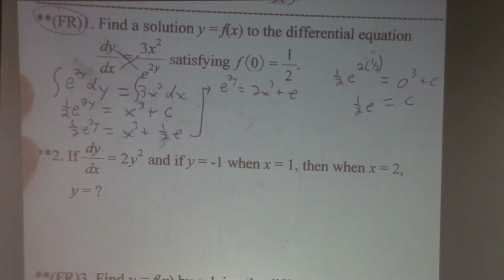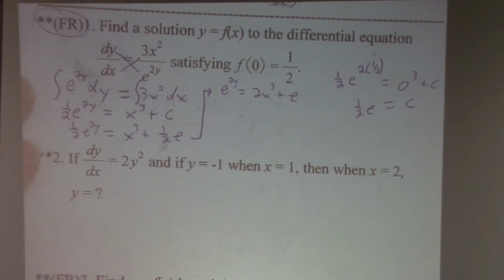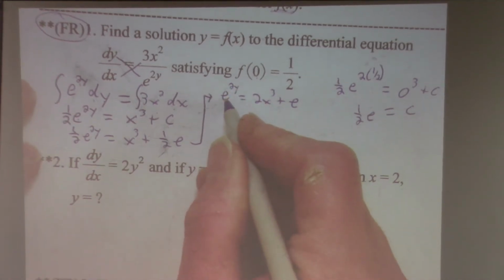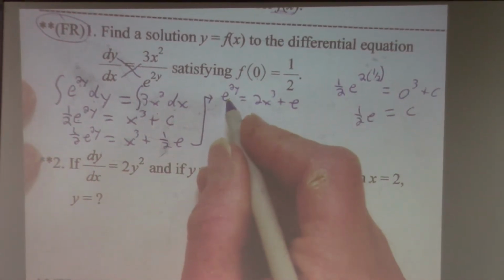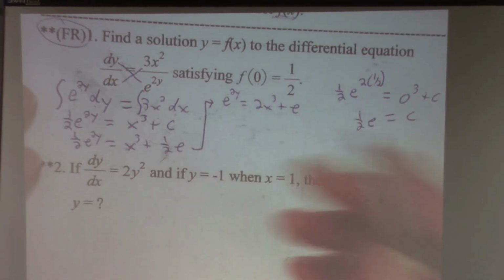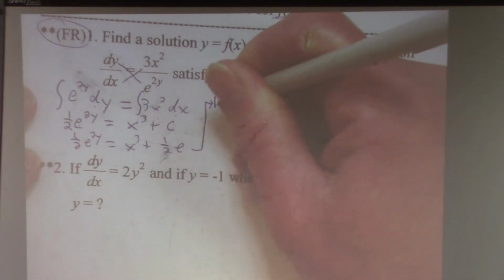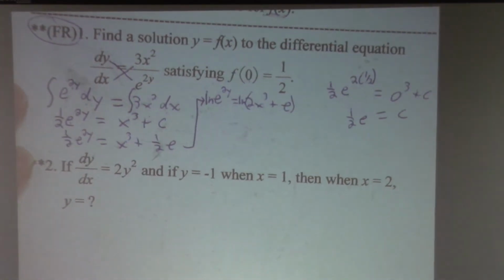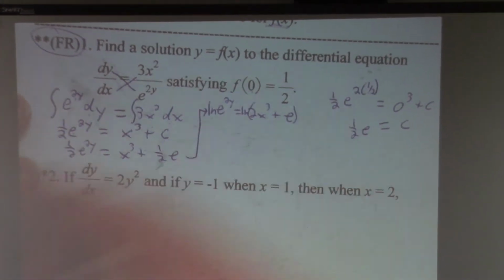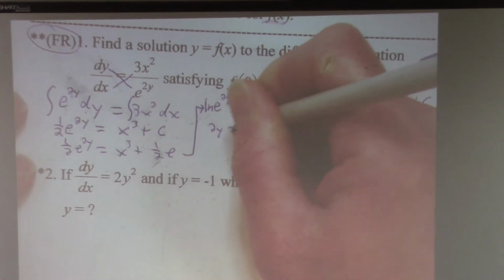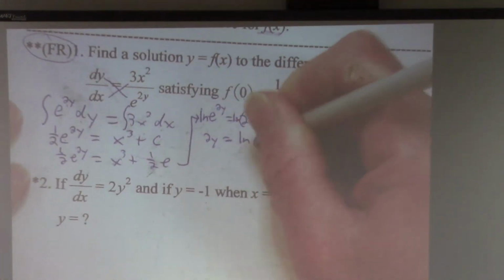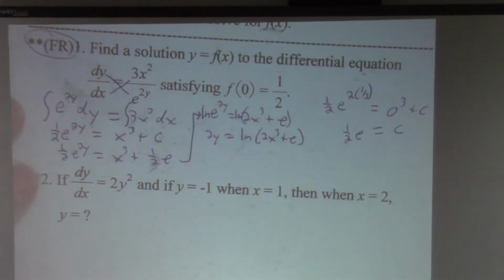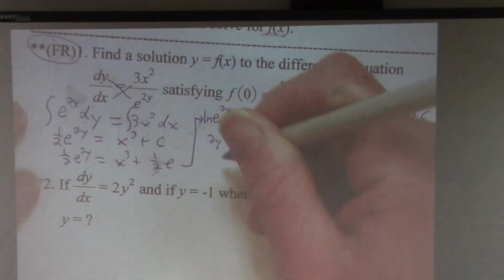Now I need to think about how am I going to get y by itself. Well, y is trapped here as an exponent on e, and we know that we are going to get rid of e's with ln's, hopefully you are saying. Now this side has 2 terms, so when I do an ln there, I want to do a parentheses around that. That will break out this 2y, and here I will have the natural log of quantity 2x cubed plus e. I can simply divide by 2.